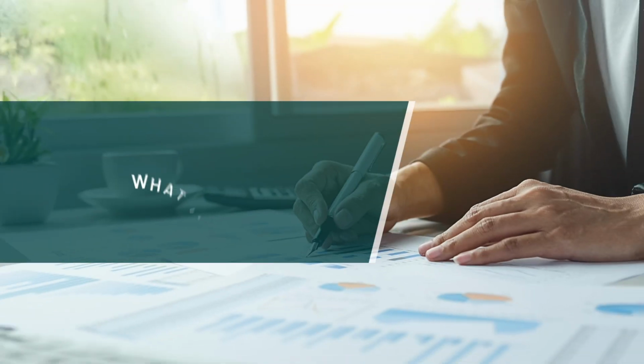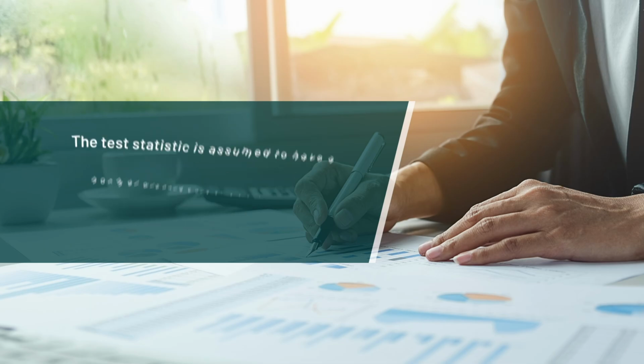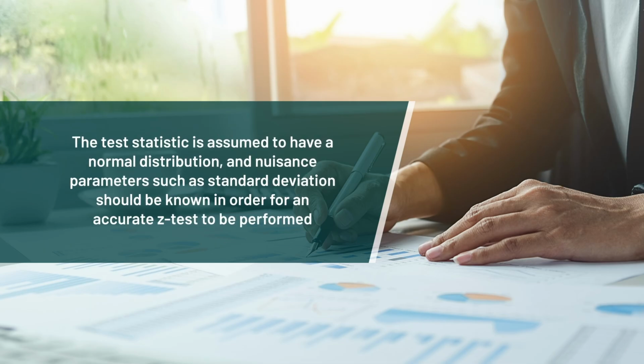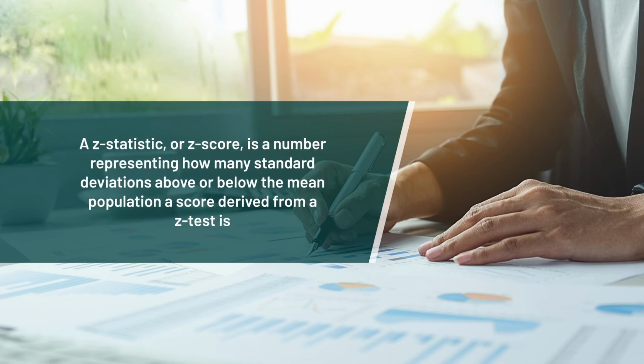So this is what it is. So what is a Z test? A Z test is a statistical test used to determine whether two population means are different when the variance is known and the sample size is large. The test statistic is assumed to have a normal distribution, and nuisance parameters such as standard deviation should be known in order for an accurate Z test to be performed. A Z statistic or Z score is a number representing how many standard deviations above or below the mean population a score derived from a Z test is.